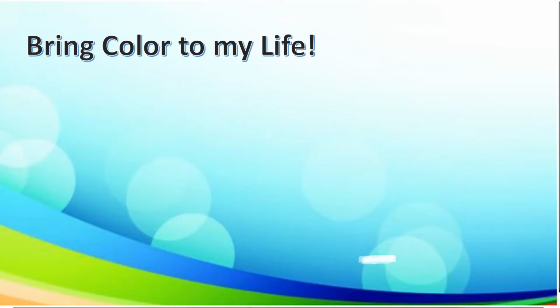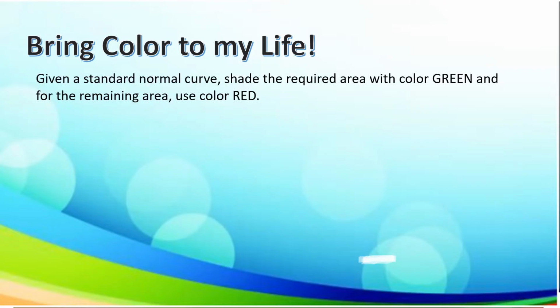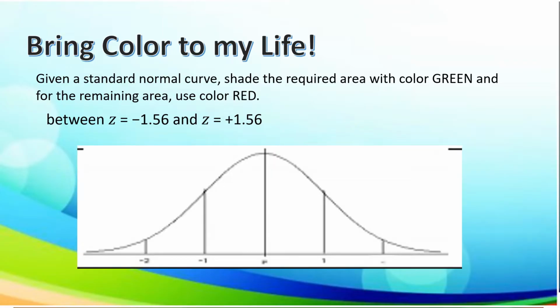Let's have this activity entitled Bring Color to My Life. The task says, given a standard normal curve, shade the required area with color green, and for the remaining area, use color red. The given value that we're going to do first is between z equals -1.56 and z equals +1.56. Using the standard normal curve, let us locate these two given values.